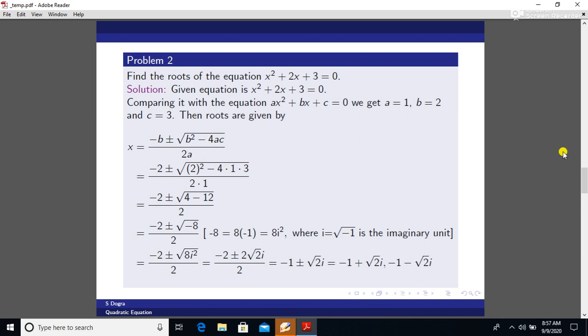Substituting the value of minus 8 as 8 I square under root, we finally get x equal to minus 2 plus minus 2 root 2 I by 2, that is x equal to minus 1 plus minus root 2i, that is minus 1 plus root 2i, minus 1 minus root 2i.